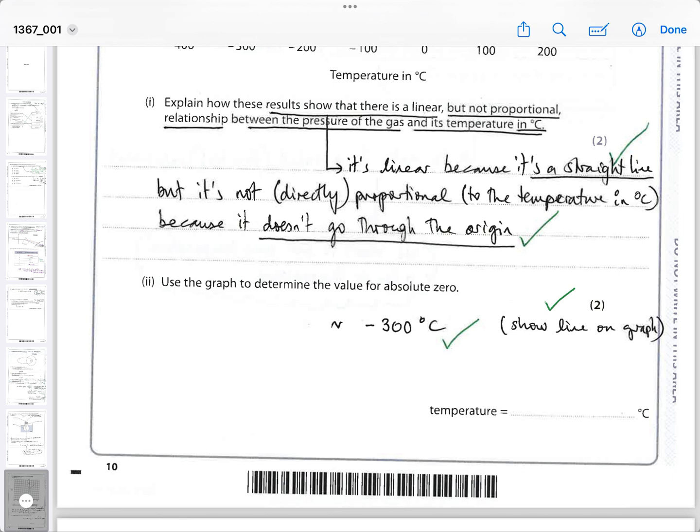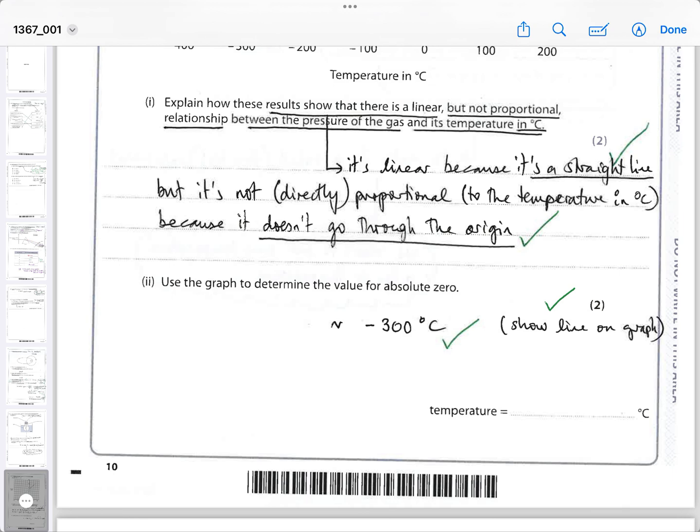Okay, so for it to be directly proportional, it must go through the origin, and that's why you normally would be expected to change the temperature into Kelvin, and then it would be going through the origin at absolute zero. Okay, so use the graph to determine the value for absolute zero.